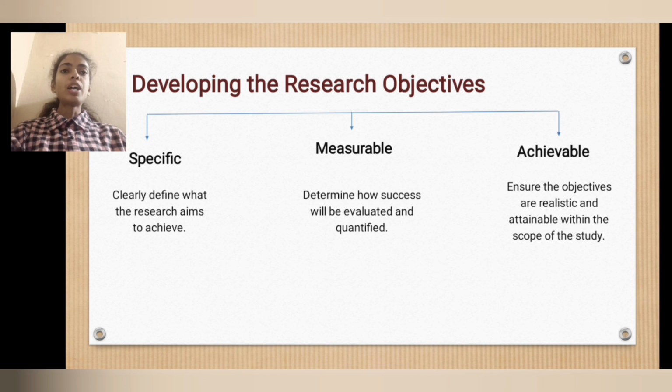Achievable means set realistic objectives that are attainable within the scope of your study. For example, to implement and evaluate digital learning tools in 3 government schools within the next academic year. Relevant. Ensure that objectives align with the overall goals of your research. For example, to determine the effectiveness of digital learning tools in enhancing educational outcomes, which aligns with the goal of improving educational quality in government schools.